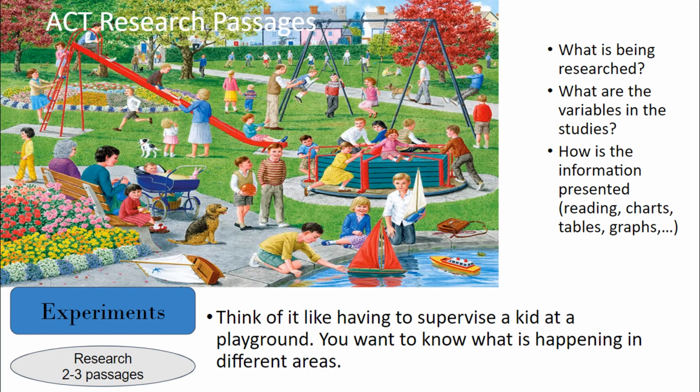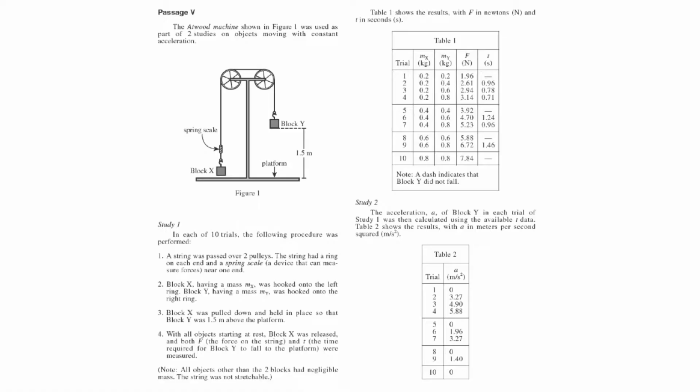Okay, we're in passage 5. This is an experiment or research passage, so you're going to treat it again like just looking around a playground. If you're babysitting, quickly look for the variables. So in this one, it has a diagram with block X, block Y, a description of the study, maybe skim it quickly.